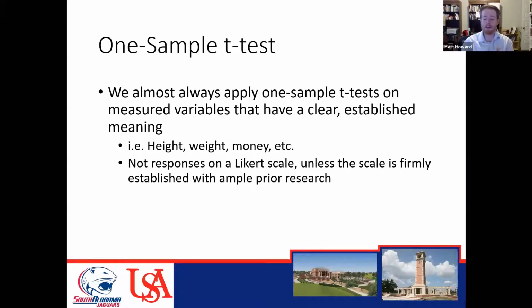It's much less likely we would perform a one sample t-test on a Likert scale, because if you have 1 strongly disagree, 2 disagree, 3 slightly disagree, those things have a little bit less meaning. Even though we have words associated with those values, it might be unclear exactly how our sample distribution falls on 1 through 7 for a Likert scale, especially if we don't have ample prior research, especially if it's a scale that hasn't been used that often. So we might not use a one sample t-test as frequently with a Likert scale as we would with either height, weight, money, or a standardized test score.